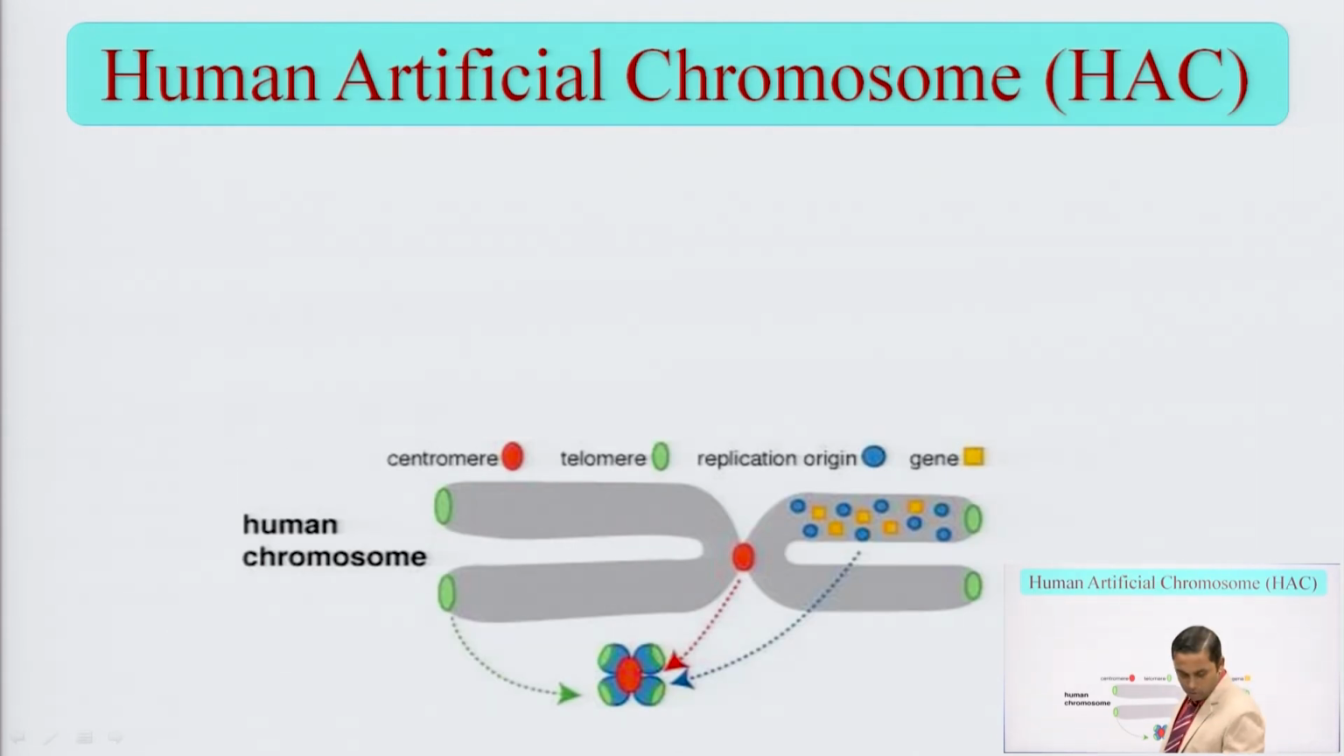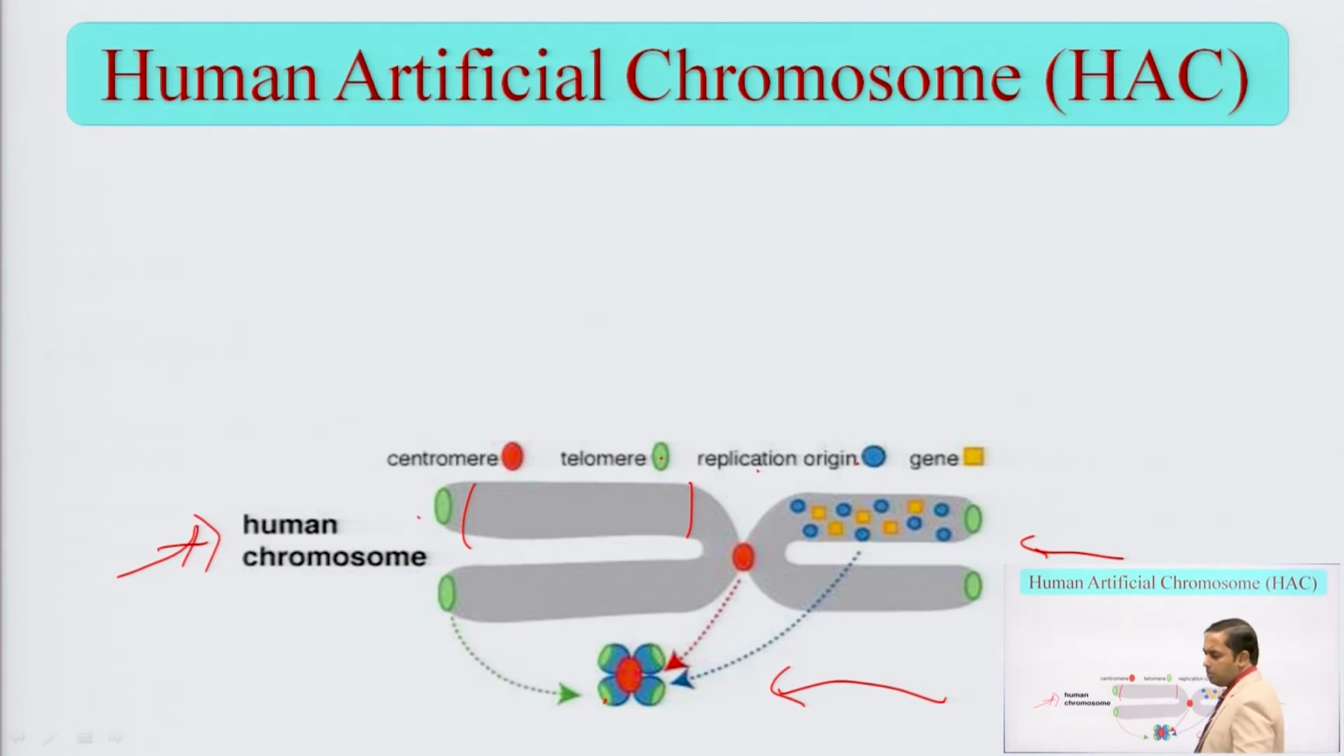Another vector you can use for cloning is called the human artificial chromosome. You can see this is a human chromosome with a centromere. So, if you artificially manipulate a human chromosome, you can use that as a cloning vector. This is a commonly used chromosome, but you can see this area is chopped off or reduced. You can see the telomere side is reduced, and the replication side is reduced. So, if you reduce its size or make it according to your need, then you can call it a human artificial chromosome.